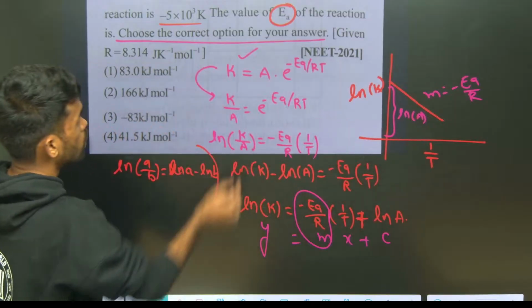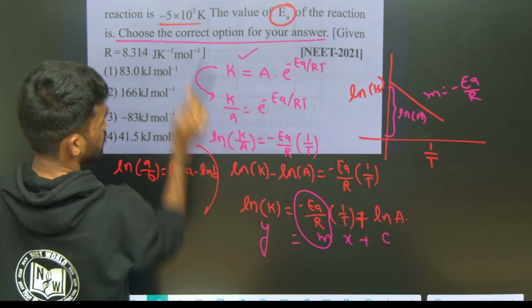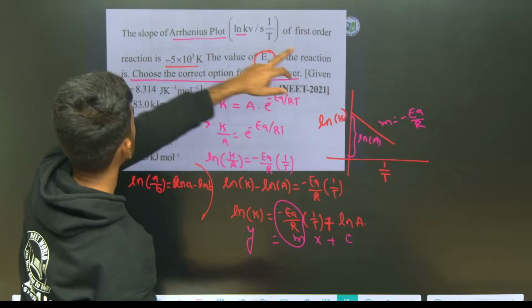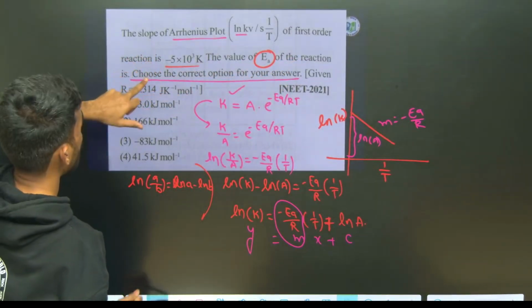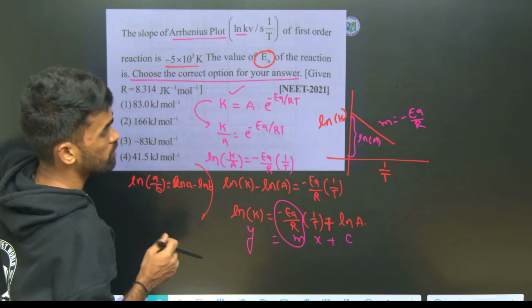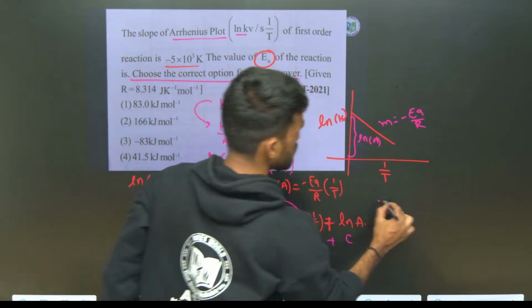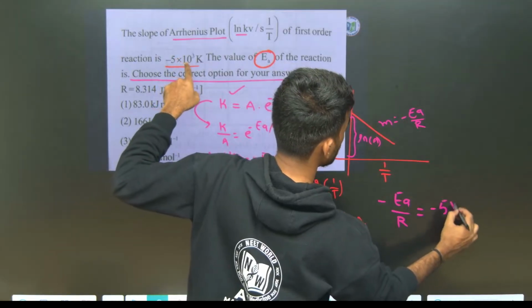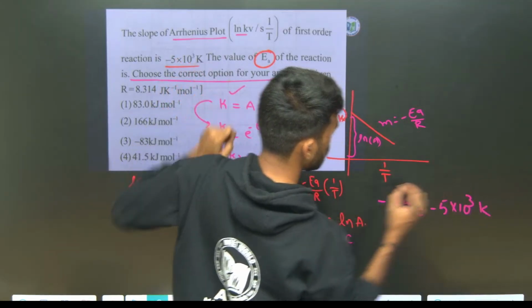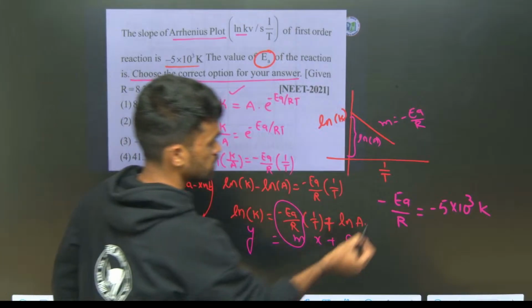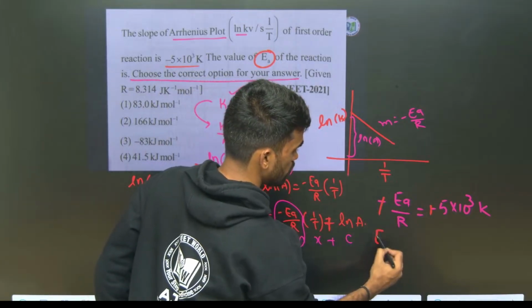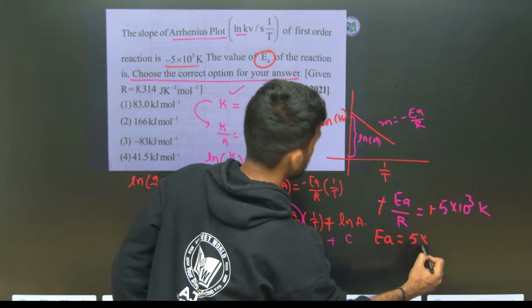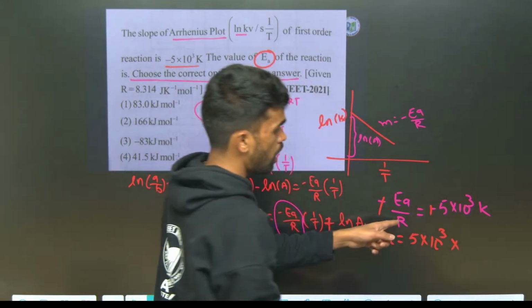Okay, so now how much value for the slope? See, they mentioned for the first order reaction a slope of minus 5 into 10 power 3 Kelvin. So minus Ea by R will be equal to minus 5 into 10 power 3 Kelvin. Okay, like this I can write. So this minus is removed. So Ea will be how much? 5 into 10 power 3 into R value.